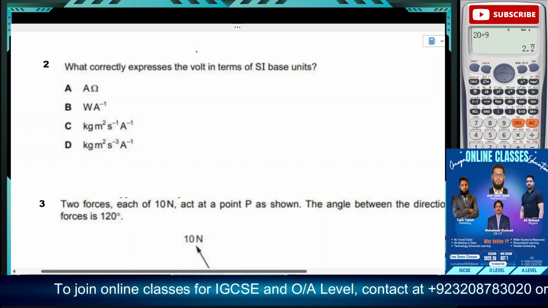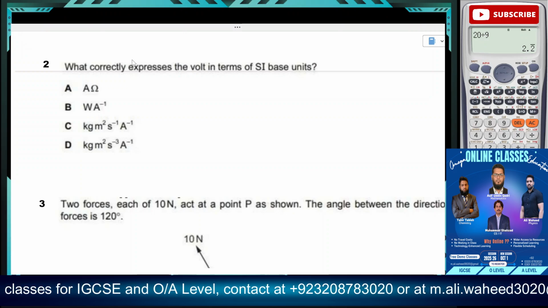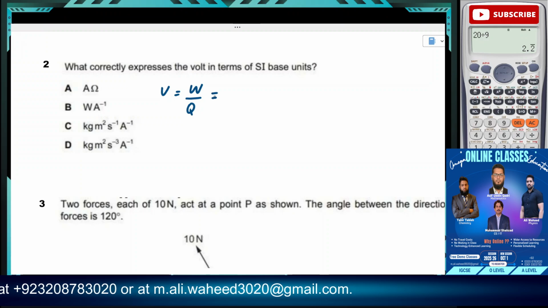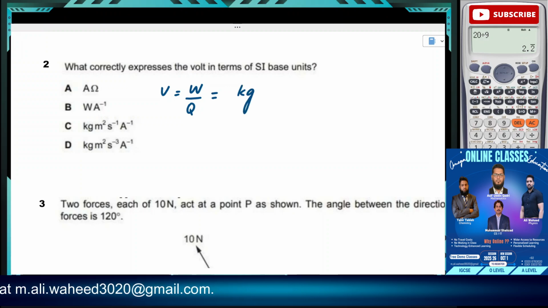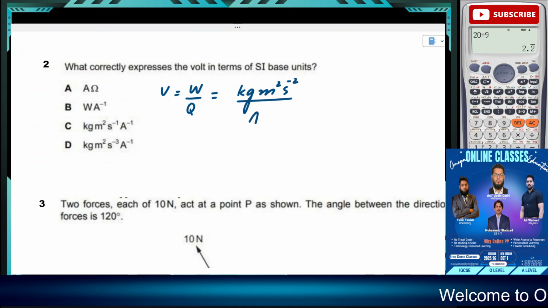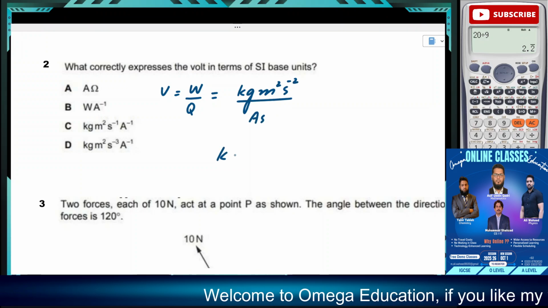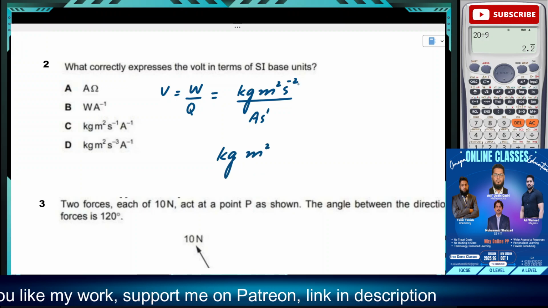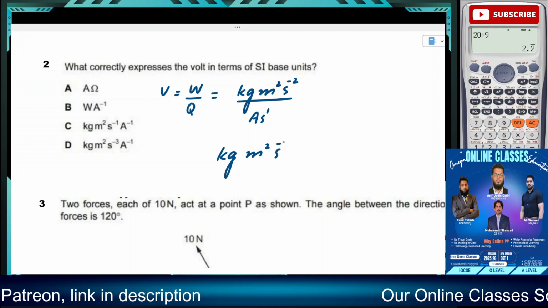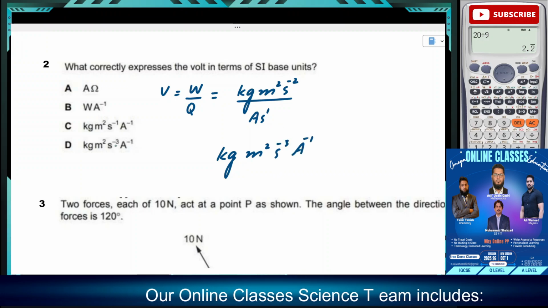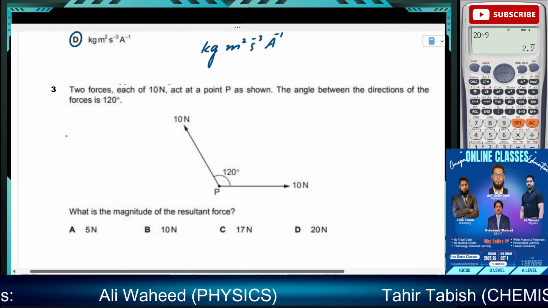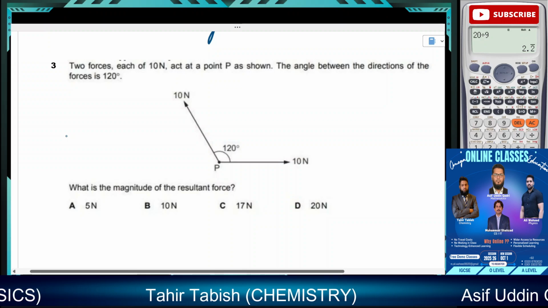What correctly expresses the volt in terms of the base units? So volts is written as W over Q, work done per unit charge. For the work done, the SI base units are kg m^2 s^-2. For charge, we have A s. So what do we get is kg m^2, s to the 1 goes upstairs would be -1, so s^-3 and A^-1. We have D as the right answer for this. Let's move on to the next one.